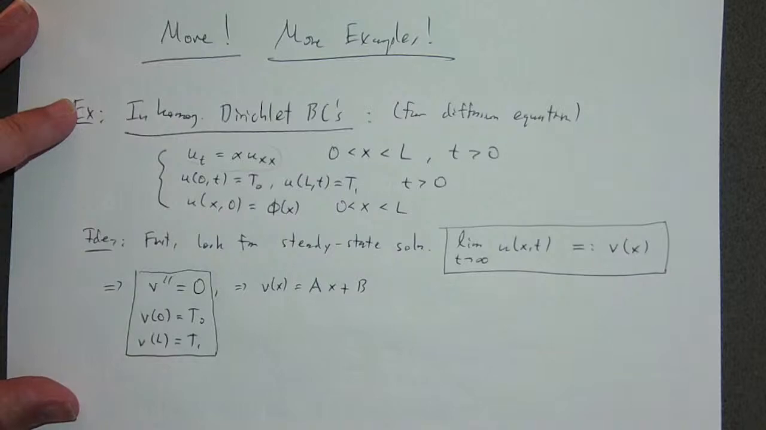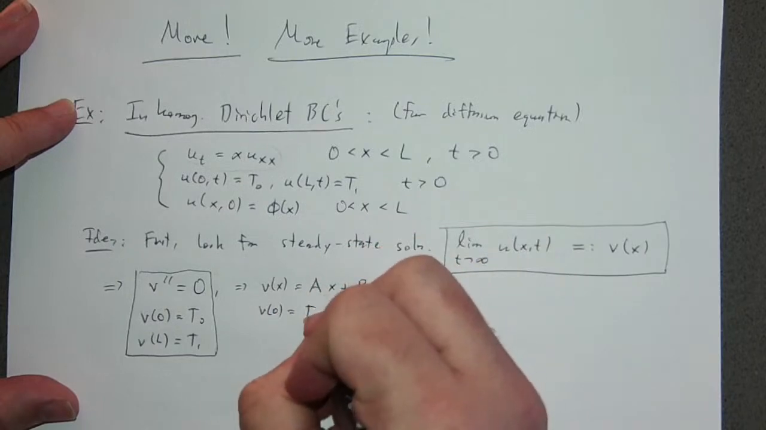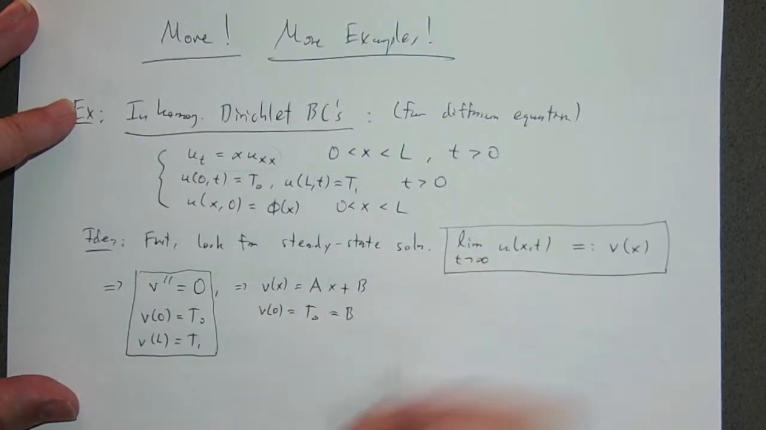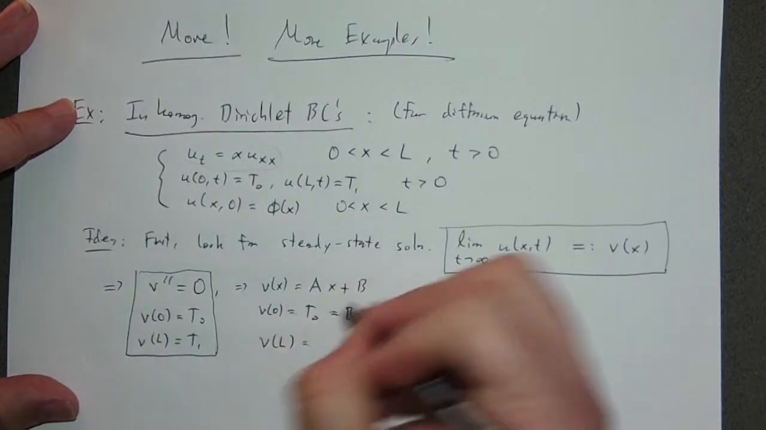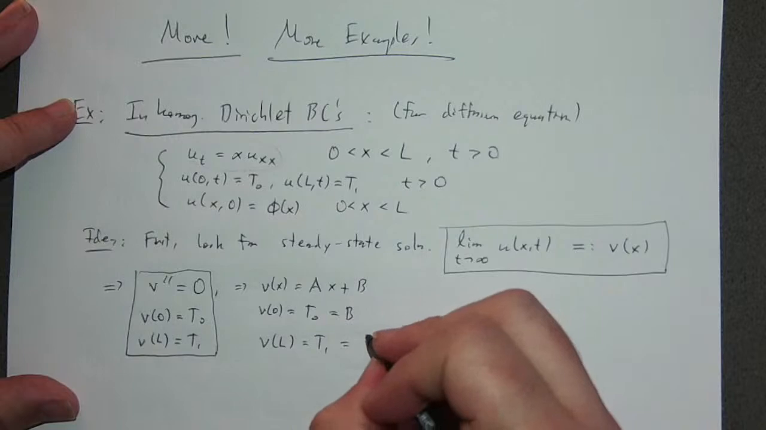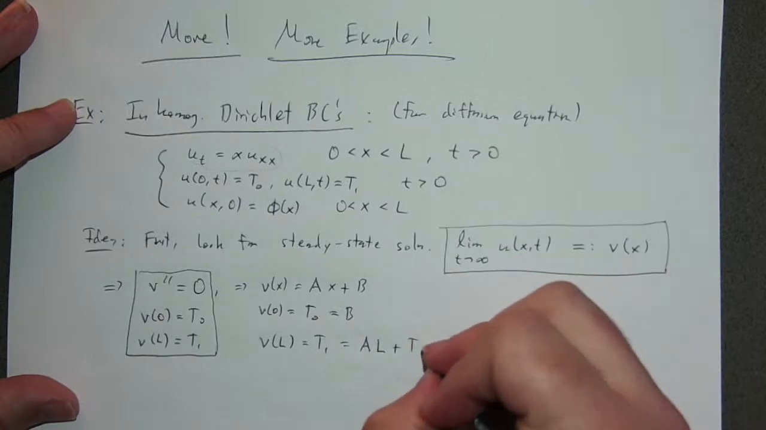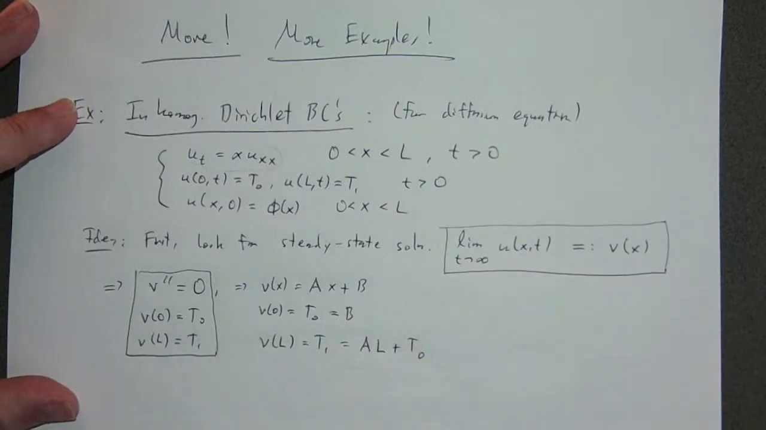But then what do these conditions tell me? So v of 0 has to be T naught, but v of 0 is equal to b, so that's what b has to be. And v of L has to be T sub 1, but then that also has to be a times L plus b, which is T naught. And so a is T1 minus T naught. So the temperature at the right end minus the temperature at the left end, divided by L.